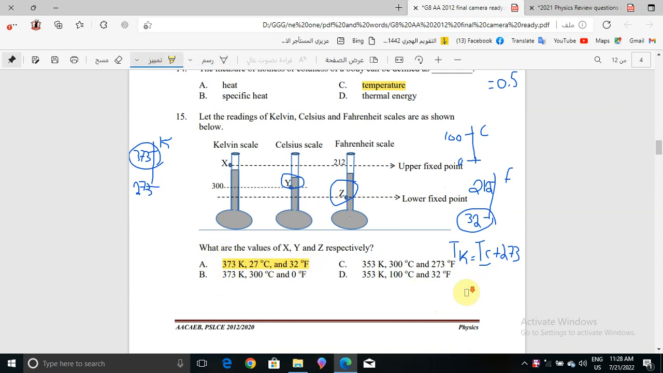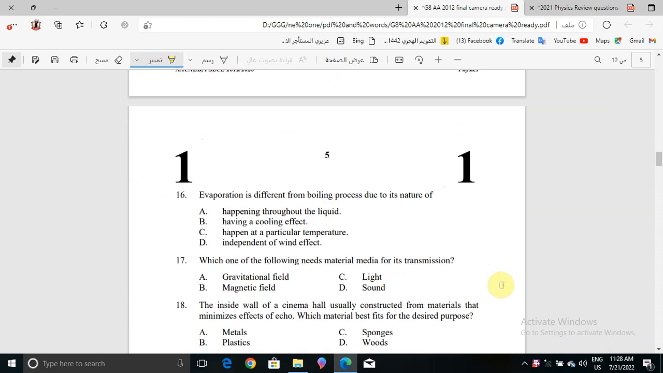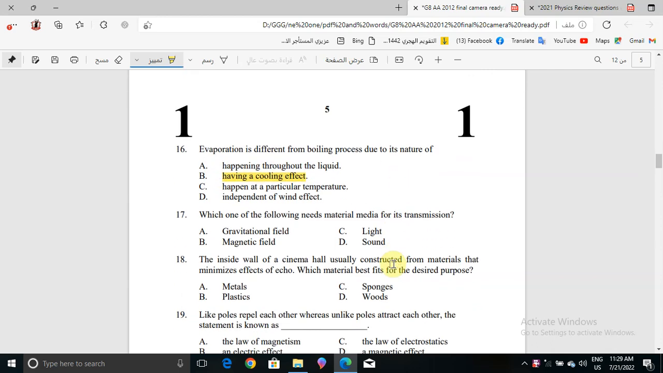Now let's go to question number 16. Evaporation is different from the boiling process due to its nature of what? Happening throughout the liquid? No. Having a cooling effect? Yes, this one is the correct answer. It's written in the textbook of grade 7.